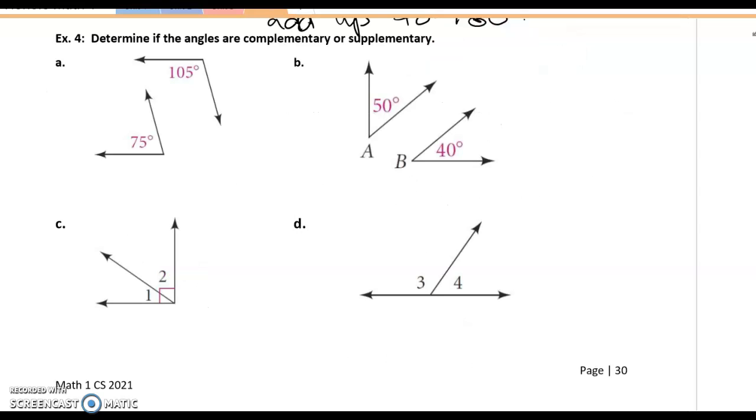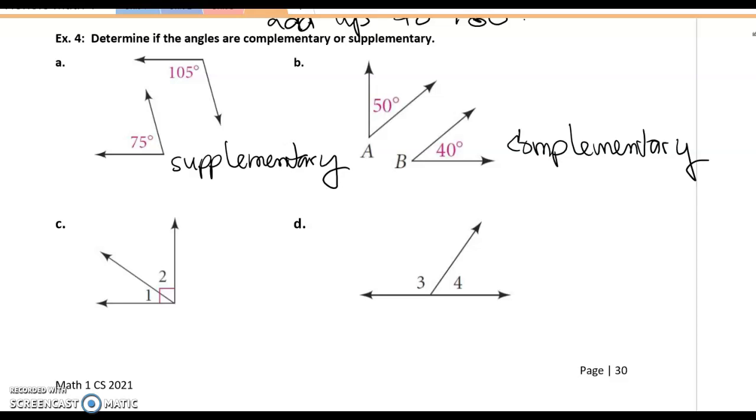All right, so looking at the examples for number 4, part A, those two angles will be complementary. I take that back. Those two angles will be supplementary because they add up to 180 degrees. Part B, those two angles will be complementary because they add up to 90.